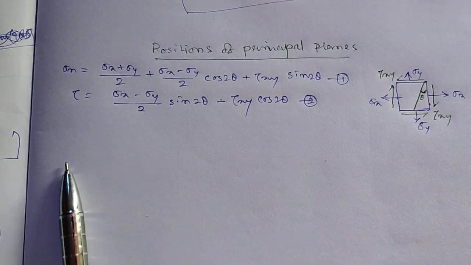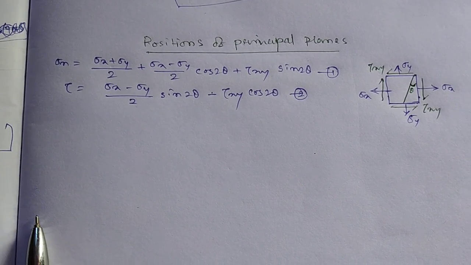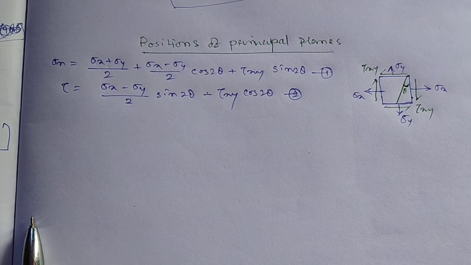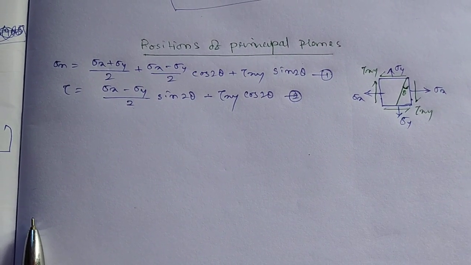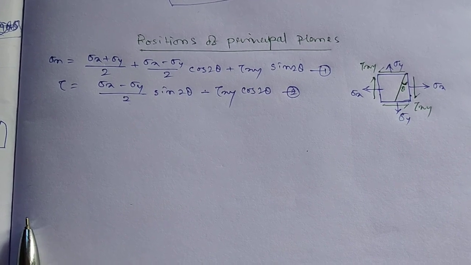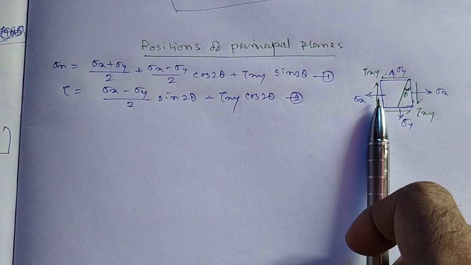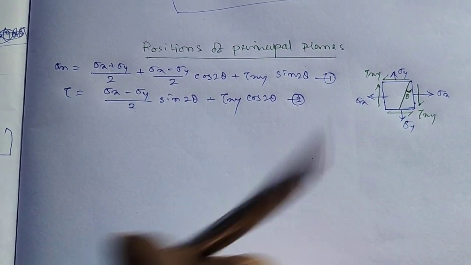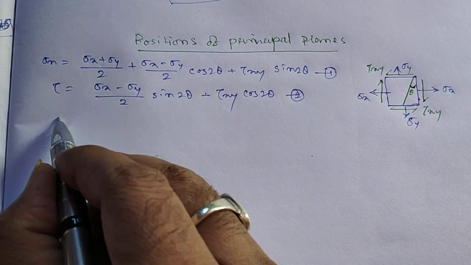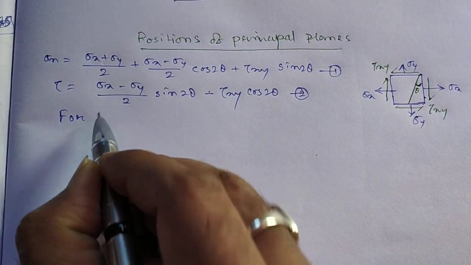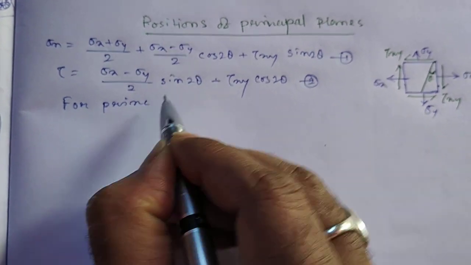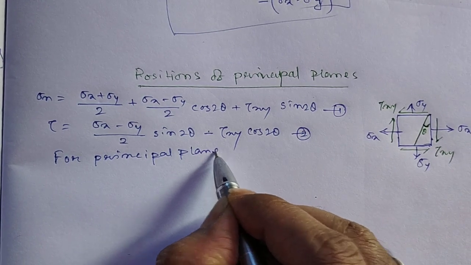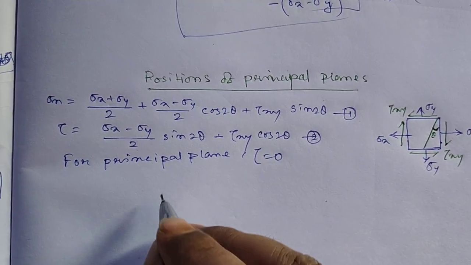Now, how to find out the principal plane and stresses? Now look at the definition of the principal plane. Principal plane is one plane which will be having only normal stresses, no shear stresses, right? So in this body there will be planes where the value of shear stress will be equal to 0, right? So by the definition we can say for principal plane we can set tau is equal to 0.